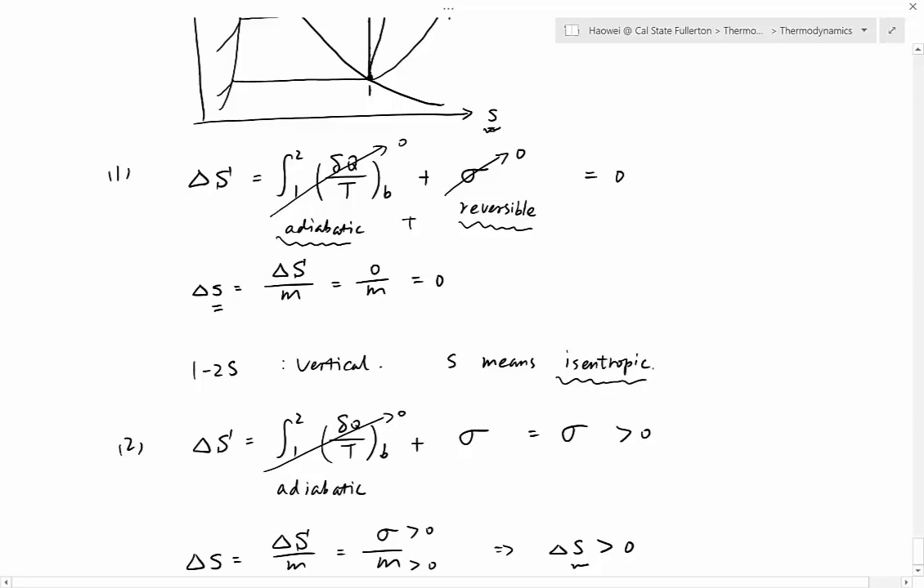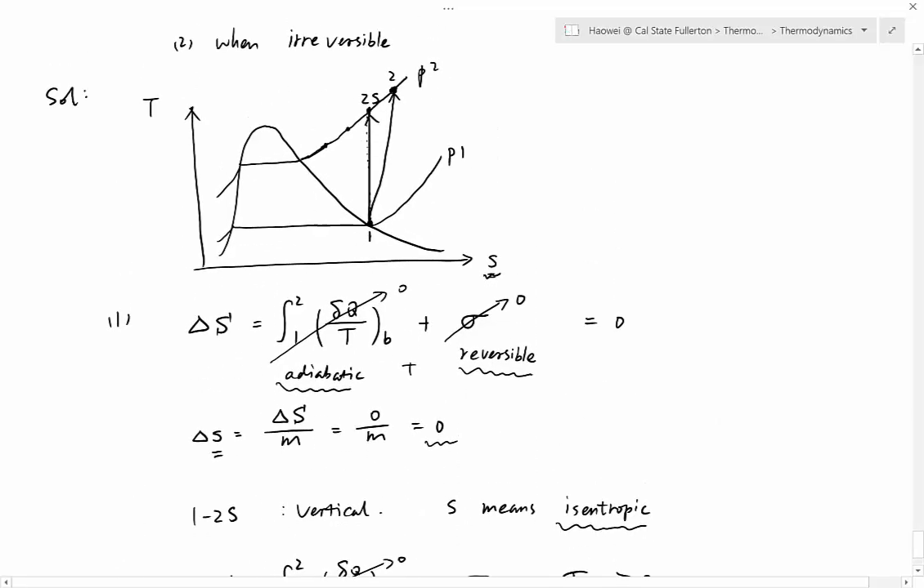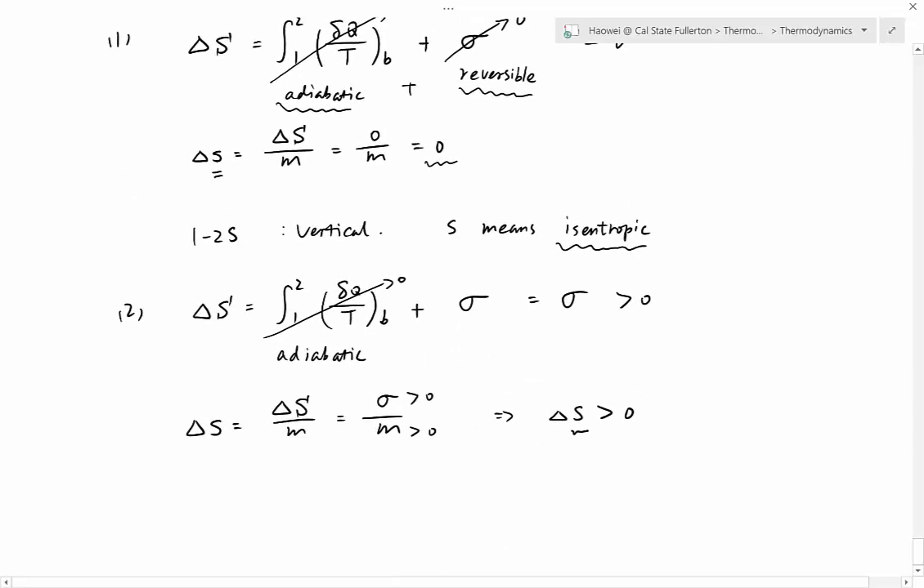And if it is isentropic, delta S must be equal to 0. Entropy does not change. And if entropy doesn't change, that means your x-coordinate, lowercase s, is constant. So it must be a vertical line. So we call this process 1 to 2s. And then we use 1 to 2 as reality, irreversible. 1 to 2 must be to the right because the x-coordinate becomes bigger.